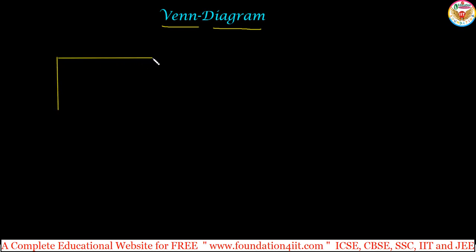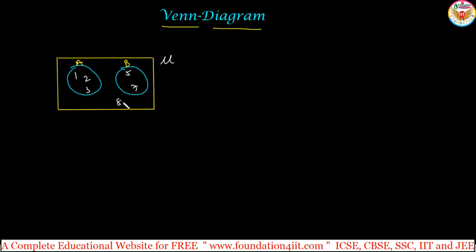If you take one rectangular shape, take it as U. Think of it as the universal set. Inside it are set A and set B, two sets. A has only 1, 2, 3, set B has 5, 7, and 8 is somewhere outside. 1, 2, 3, 5, 7, 8 are the elements from the universal set. That means A and B are disjoint sets because there is nothing common. So disjoint sets we can represent in this way.